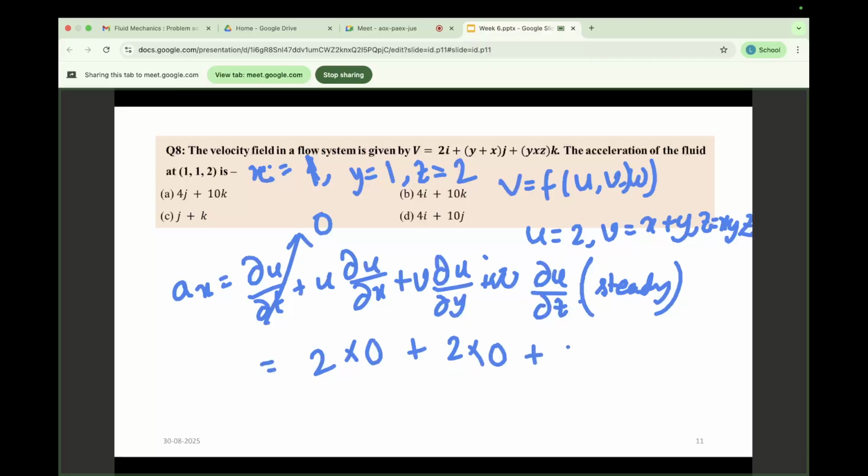Then similarly this one is 4 and this one is 0. Okay, any confusion? So that's why acceleration in the x direction is 0. So now acceleration in y. Similarly in acceleration y this should be 0.